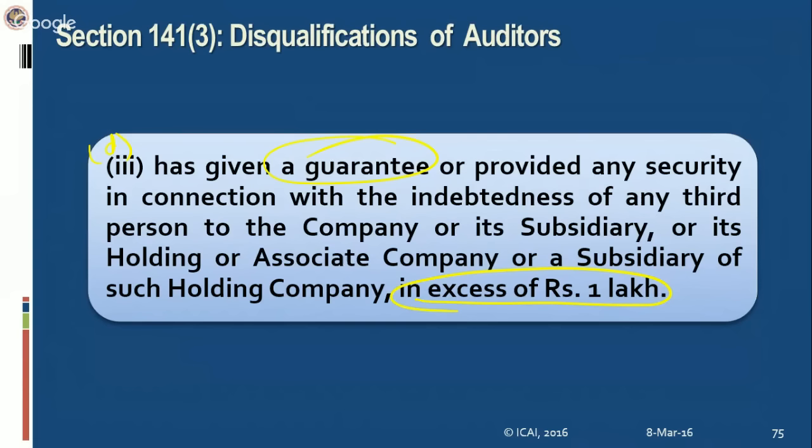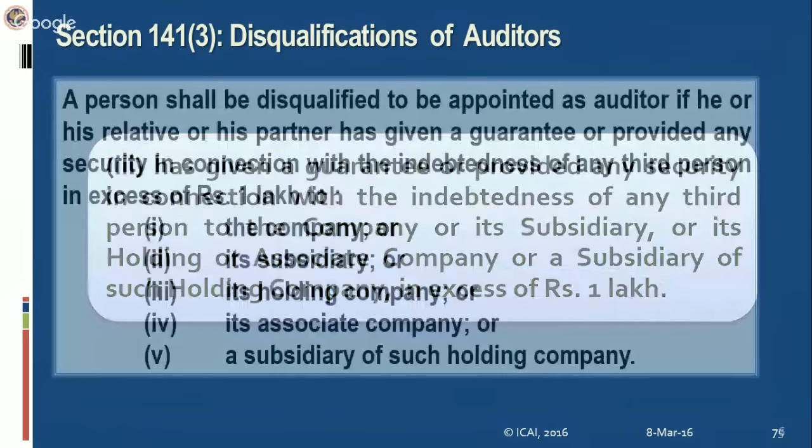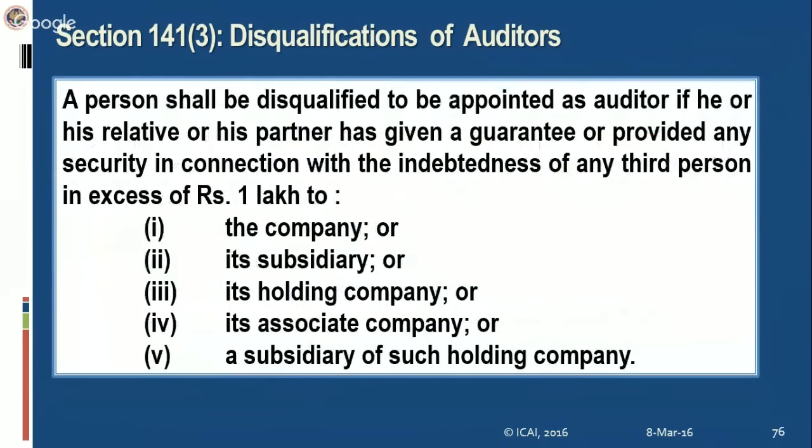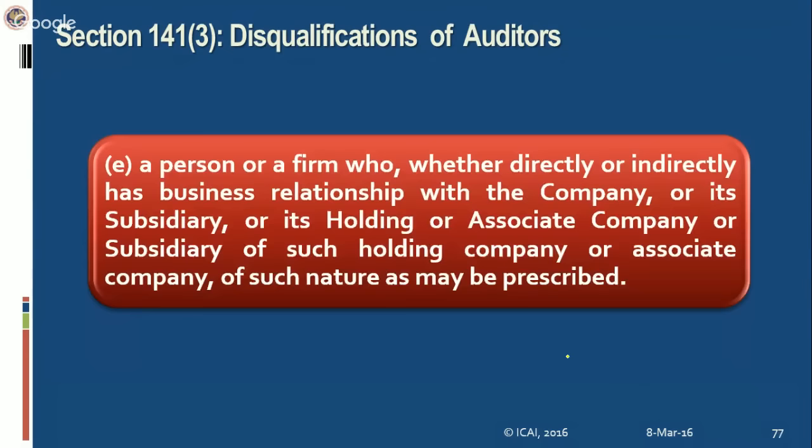Then 141, 3D2 was indebted up to rupees 5 lakh. Now D3 is given any guarantee in excess of 1 lakh. All 5 possibilities are there. A person shall be disqualified to be appointed as auditor if he or his relative or his partner has given a guarantee or provided any security in connection with the indebtedness of any third person in excess of 1 lakh to the company, subsidiary, holding, associate, subsidiary of such holding company. So once you learn, you can have benefit on all the three clauses.